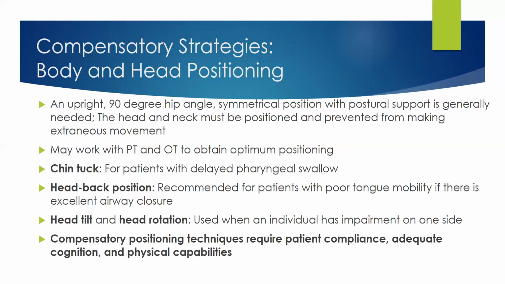And so, like a glossectomy, if someone had their tongue removed, this is typically used in head and neck cancer. Now, head tilt or head rotation is a common technique, and this usually uses gravitational forces to have the bolus flow on the intact side and away from the impaired side. So again, with hemiparesis and paralysis, we often get one-sided weakness and lack of sensation, and so we try to coax the bolus to travel down the intact side.